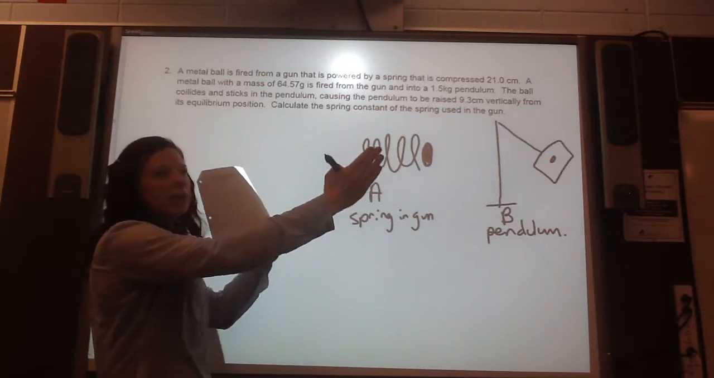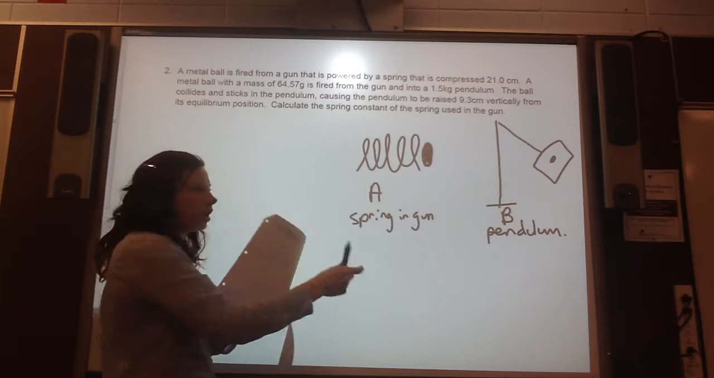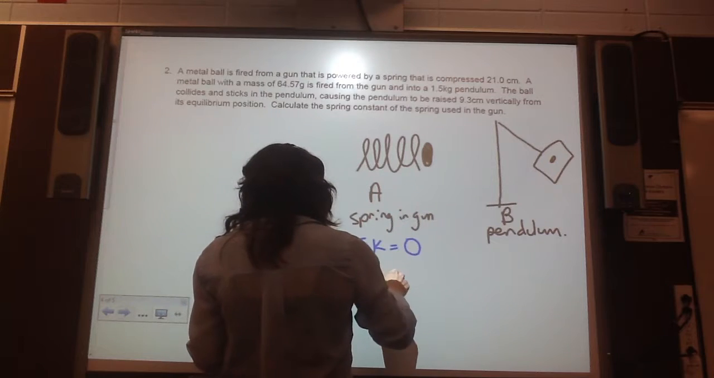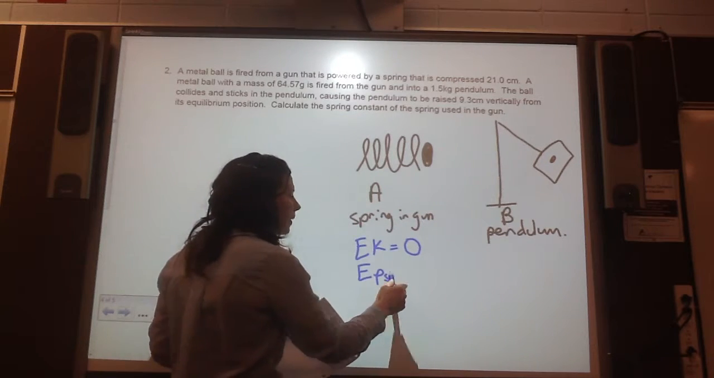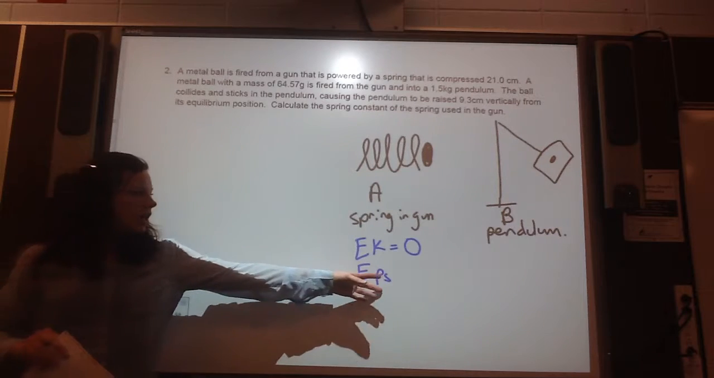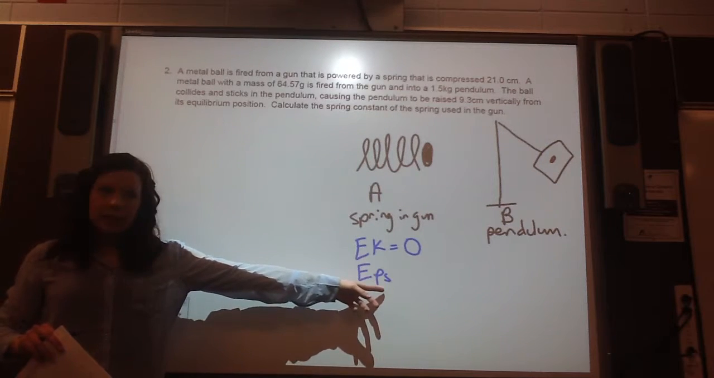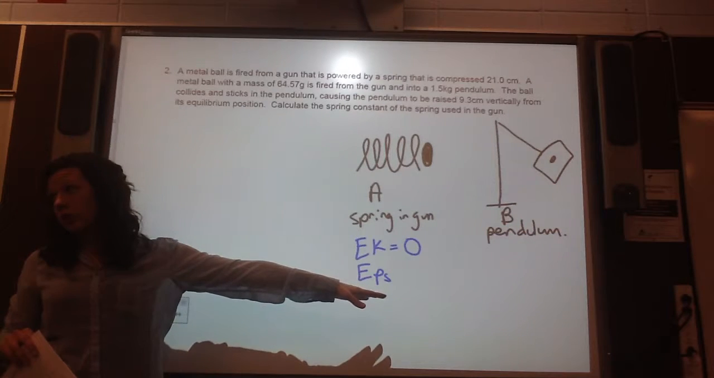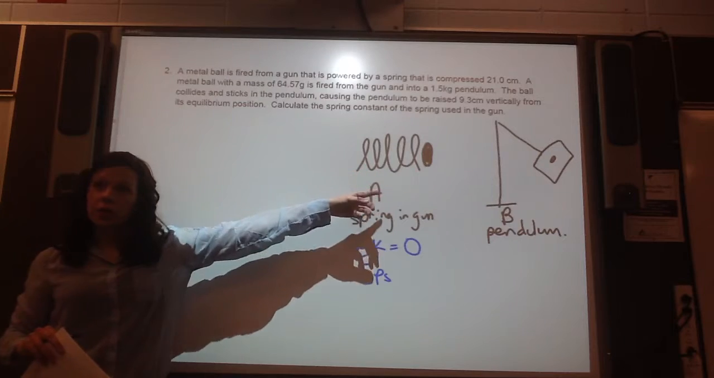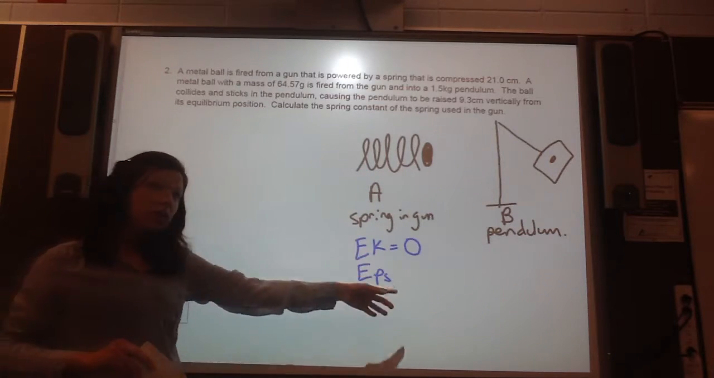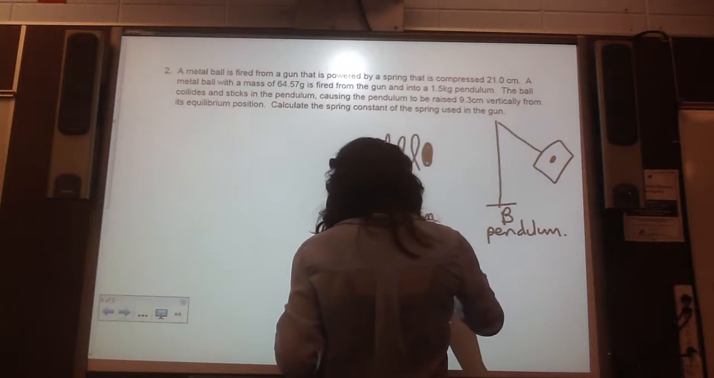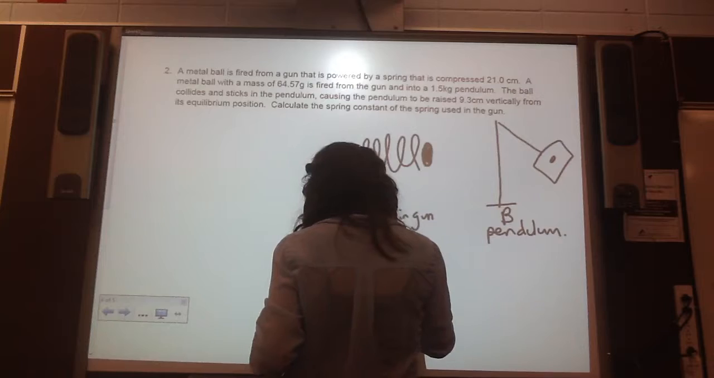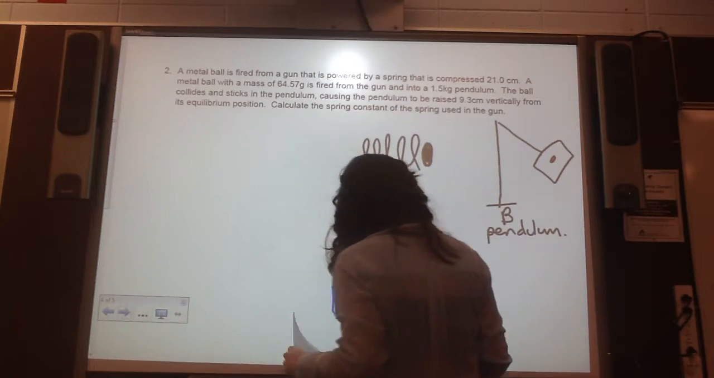So when the ball is being compressed with the spring, we know there's no movement, so EK is 0 at that point. And EP, I'm going to put EPS because it's the elastic potential energy of the spring. It's not gravitational potential energy, because this is a spring. So I'm going to apply my knowledge of springs to this. This is at max right here, so this is all elastic potential energy.